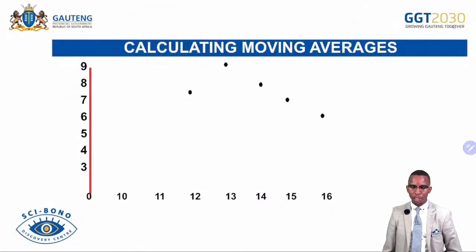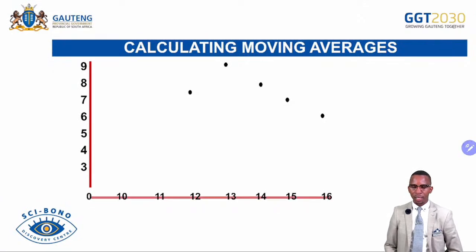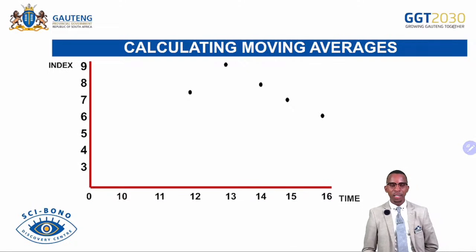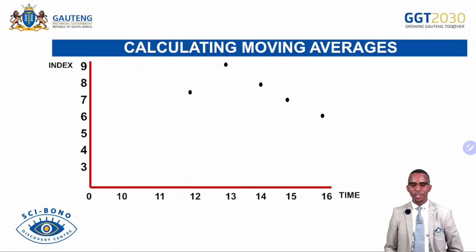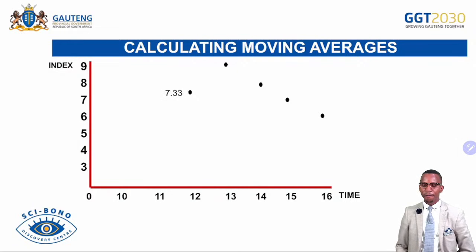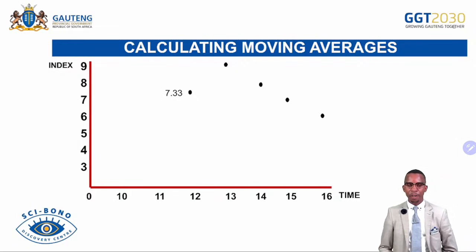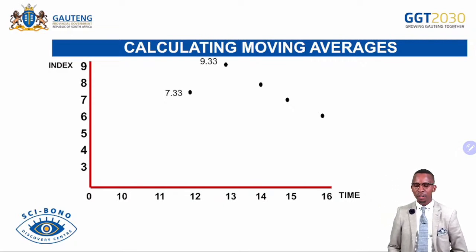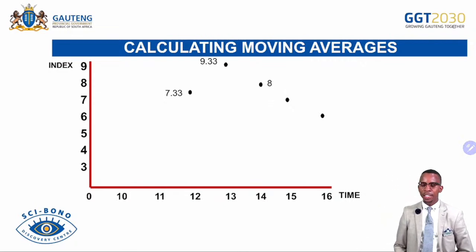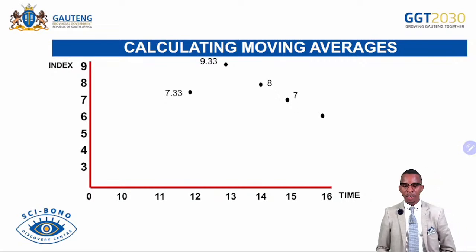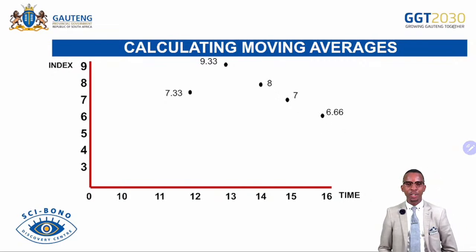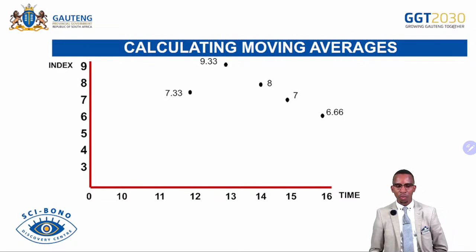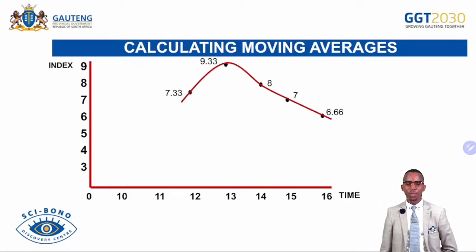There we go, the information is already available, our vertical, our horizontal. And then the index of economic activities, the time or period taken by the cycle to be a full cycle. And then the first one, which is 2012, is 7.33. 2013, 9.33, our moving average. And then 2014, it's 8. 2015, it's 7. And 2016 is 6.66. Then you can plot your graph. There is your business cycle.